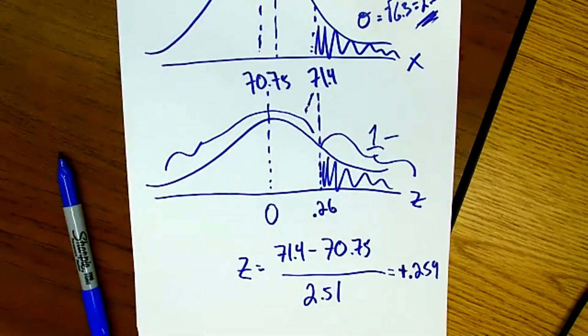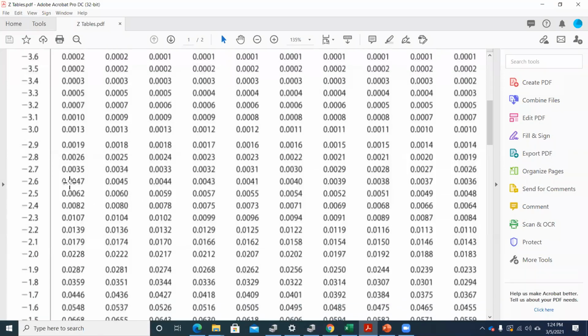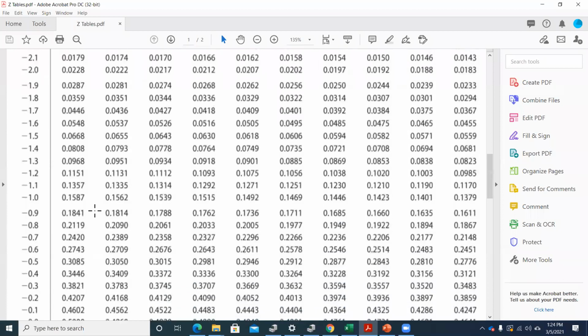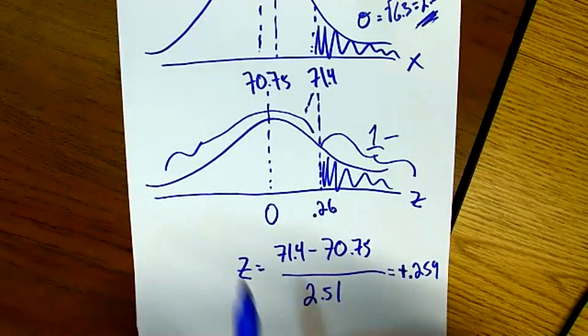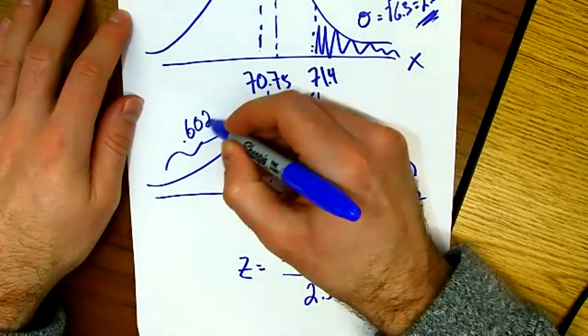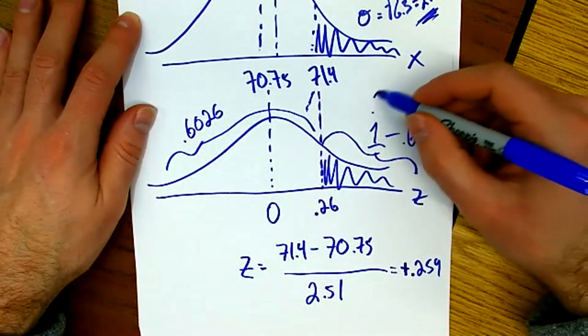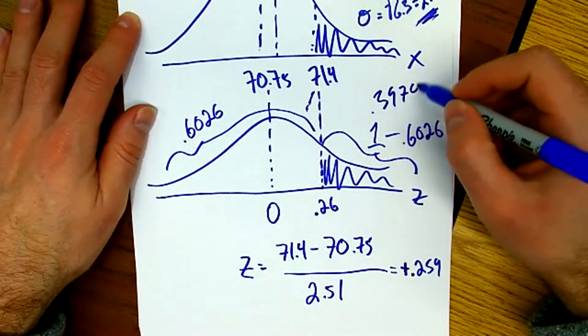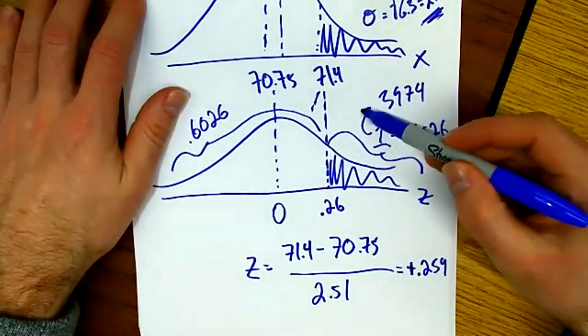So we'll look up that z-score of positive 0.26. We'll scroll down, 0.26, so 0.6026. Right? So I've got the area to the left is 0.6026. I'll subtract that from 1, and I end up with what? 0.3974. Okay.